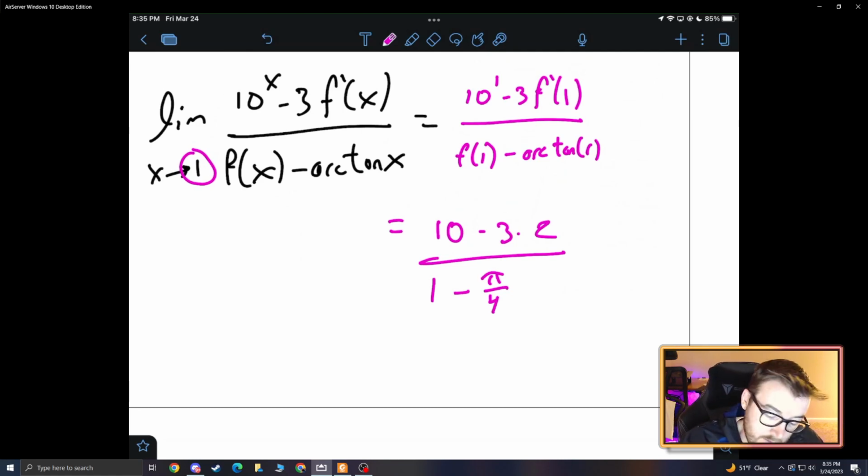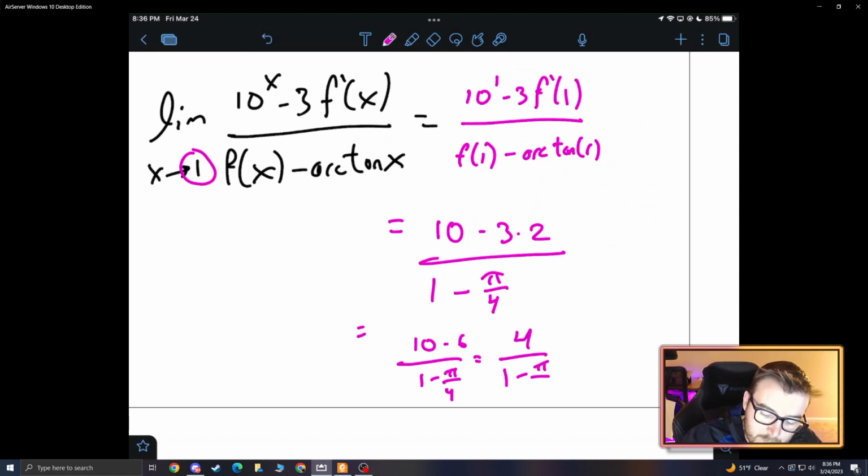Anywho, we just keep going, right? I mean, actually, we're done. Scratch that, we're done, right? Because we don't need to simplify this. So really, we're done. If you did simplify it, right, 10 minus 6 over 1 minus pi over 4. So 4 over 1 minus pi over 4. But again, this is the end.